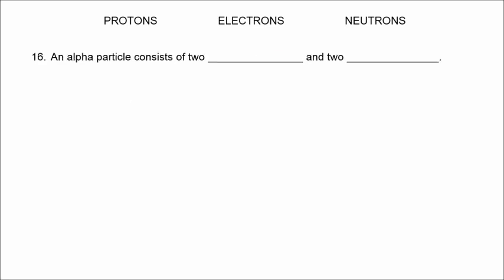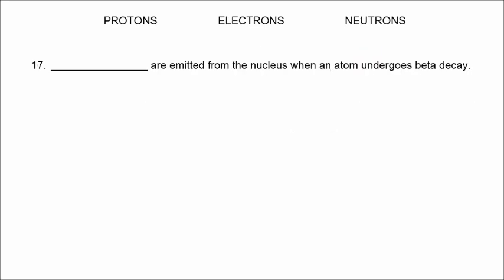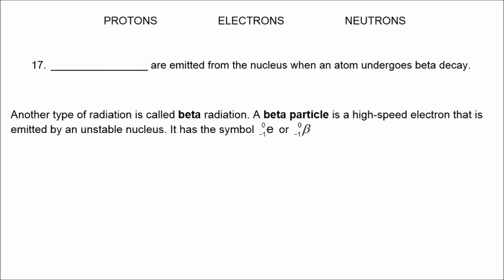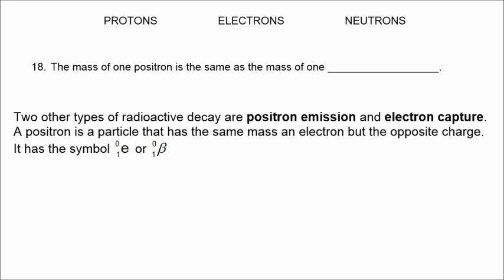Number 16, if you recall from your nuclear chemistry packet, alpha particles consist of 2 protons and 2 neutrons. Also in your nuclear chemistry packet, we learned that beta decay refers to a beta particle, which essentially is an electron. And we learned in that same nuclear chemistry packet that a positron has the same mass as an electron, but has the opposite charge.